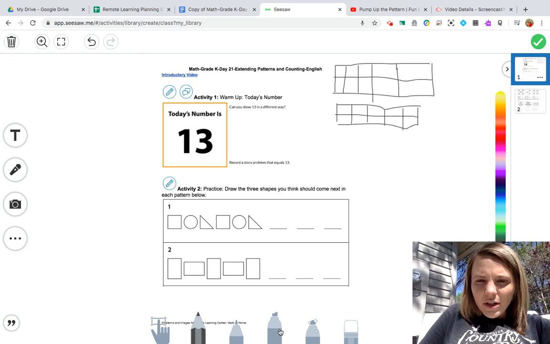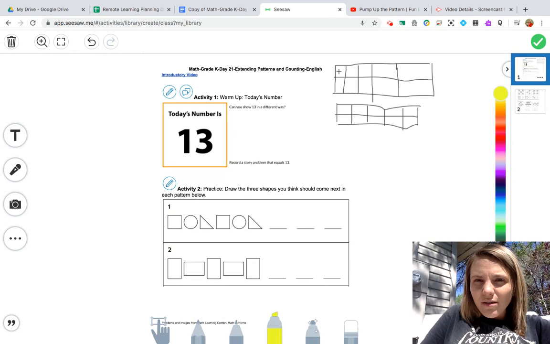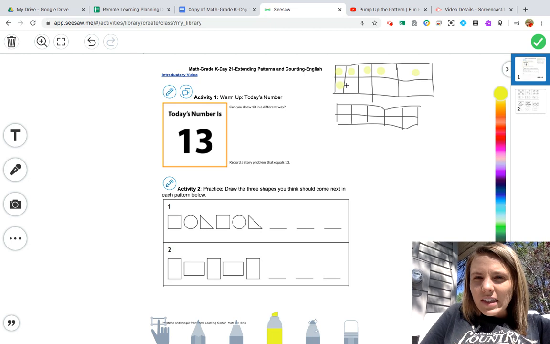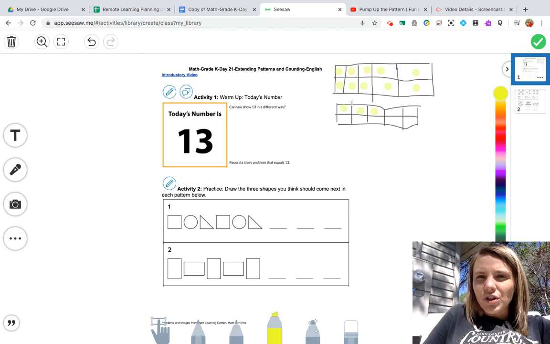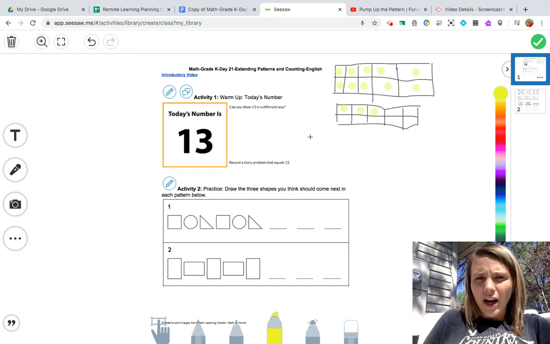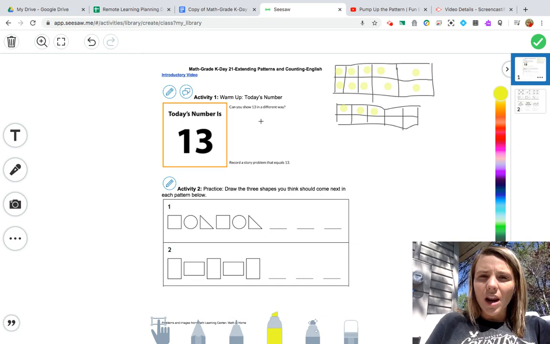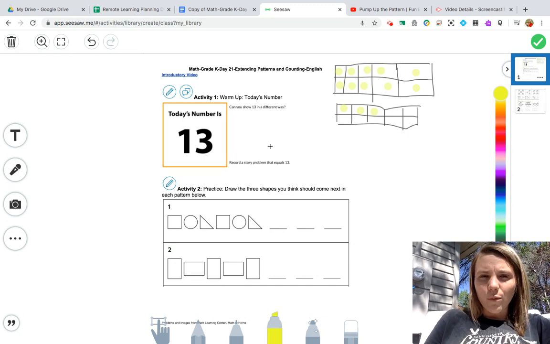And now I'm going to put 13 dots inside. 1, 2, 3, 4, 5, 6, 7, 8, 9, 10, 11, 12, 13. So I showed 13 using two 10 frames. I want you to show me the number 13 in a different way.